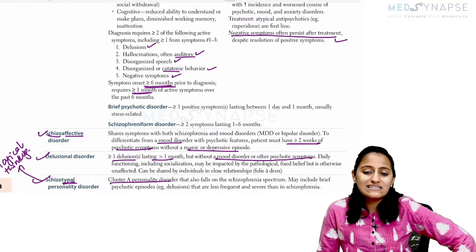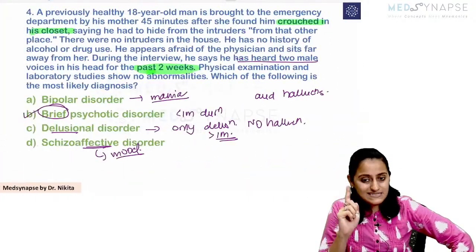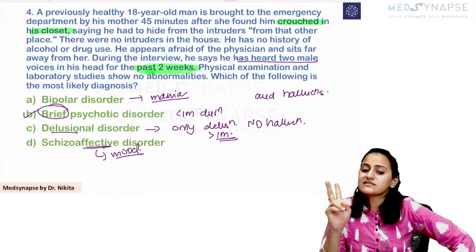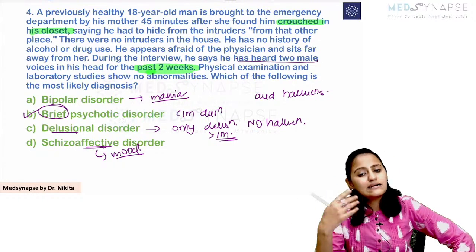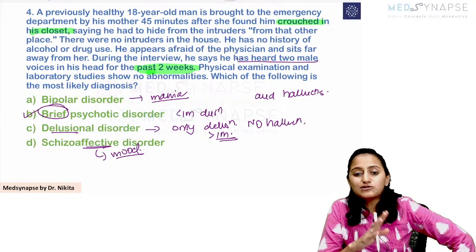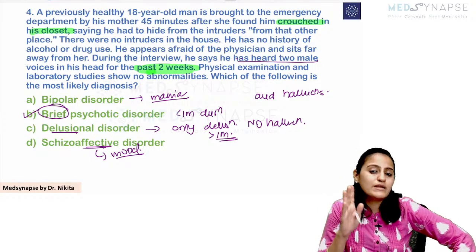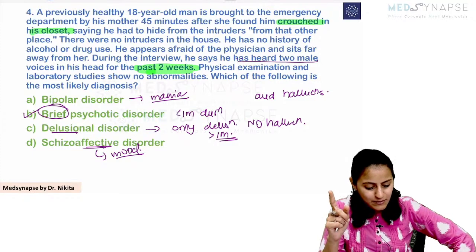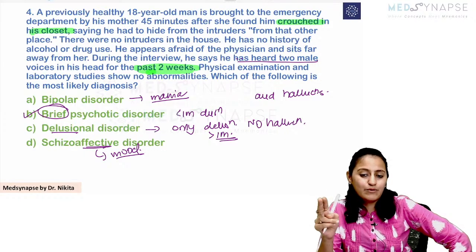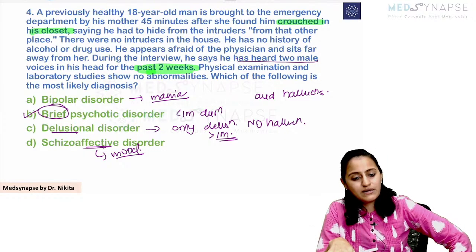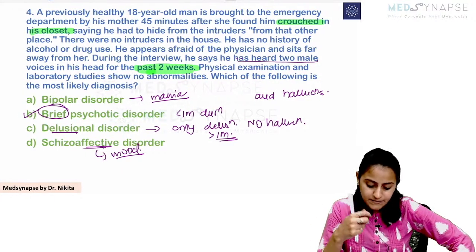So basically the learning point here is: for schizophrenia, 6 months; for brief psychotic disorder, less than 1 month. Bipolar will have features of mania. Delusional disorder is only delusion and no hallucinations for a minimum of 1 month. Is this clear with everyone? Schizophrenia 6 months, brief is less than 1 month, delusion is more than 1 month. Delusion will not have any hallucinations, okay.